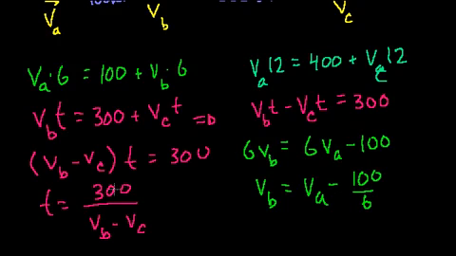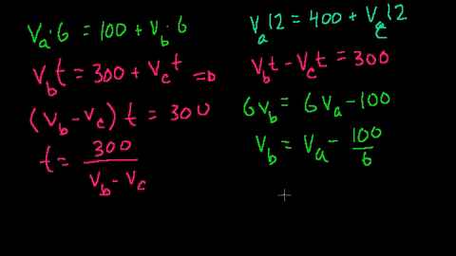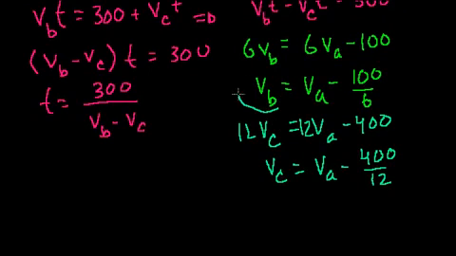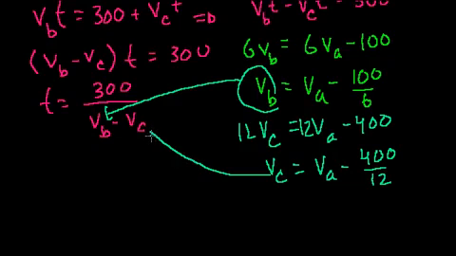Fair enough. Now let's see if we can do the same thing with this equation. So if we subtract 400 from both sides, we get 12 times Chelsea's velocity is equal to 12 times Alice's velocity minus 400. Divide both sides of this equation by 12. You get Chelsea's velocity is equal to Alice's velocity minus 400 over 12. All right. So let's see if we could substitute this back in for VB and substitute this back in for VC, and hopefully the VAs cancel out. It already looks like they should.